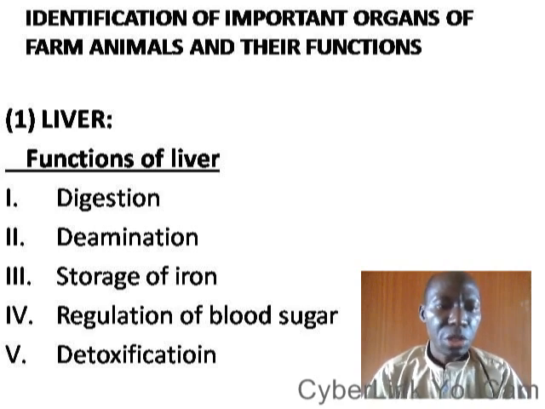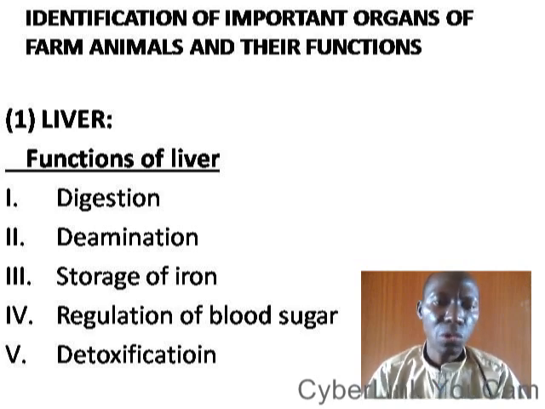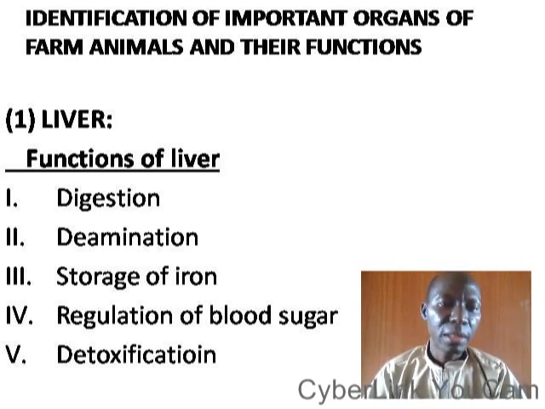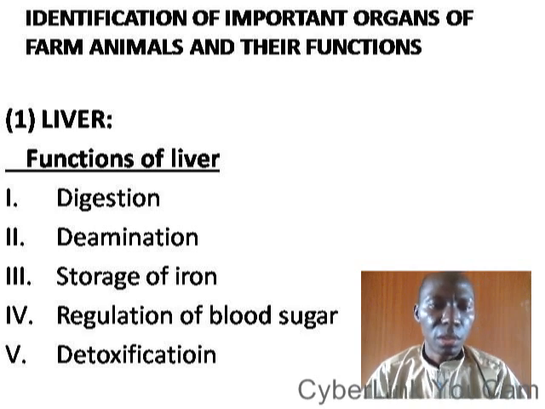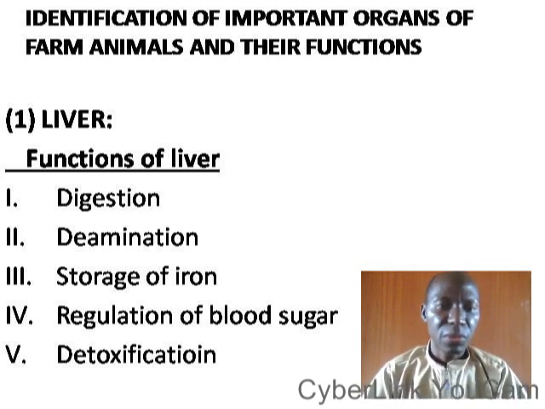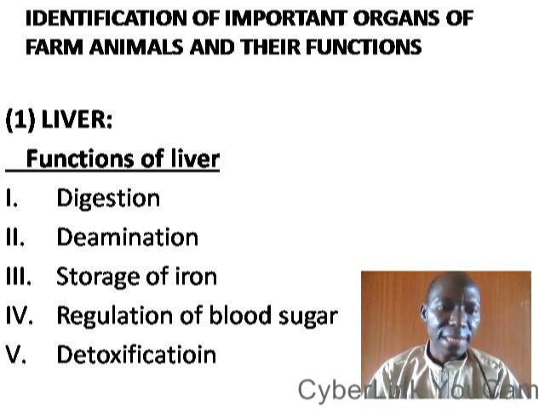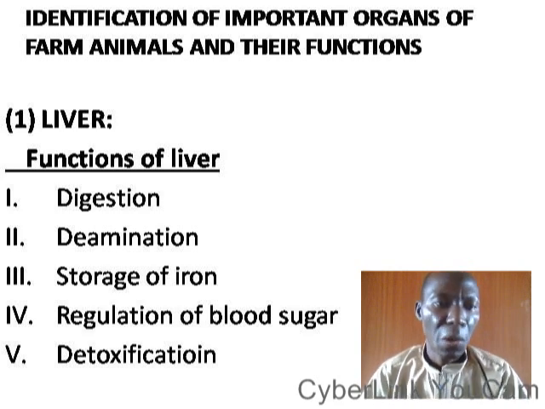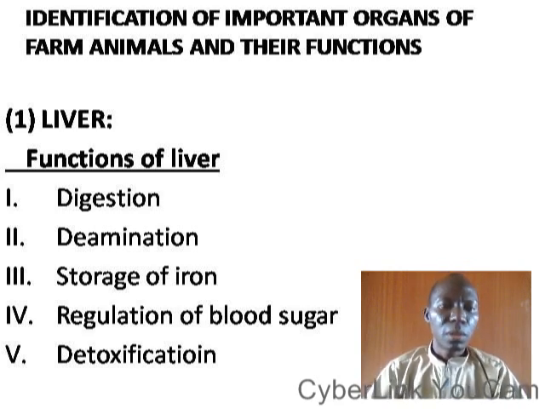Deamination simply means the breaking down of excess protein. If the animal consumes excess protein, it will disturb the animal, but the liver is there to control it by breaking the protein, that is amino acid, into 2 groups, that is the amine group and the keto acid. It is the keto acid that will now be stored and reused. But as for the amine group, that one is very toxic. It will be removed. Now, another function of the liver is storage of iron. So, excess iron in the body is stored in the liver.